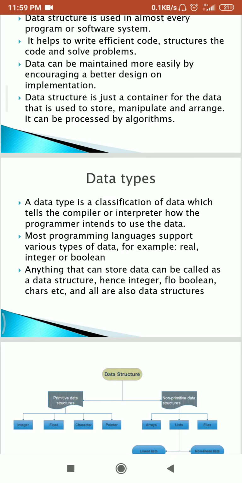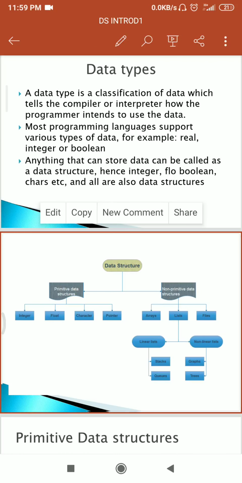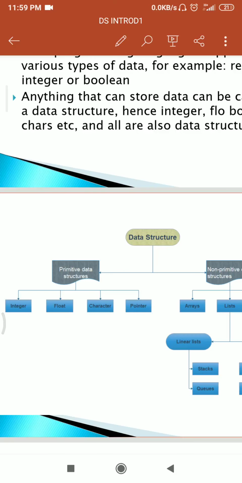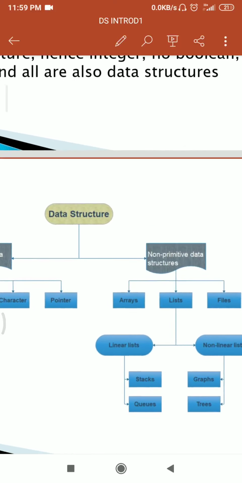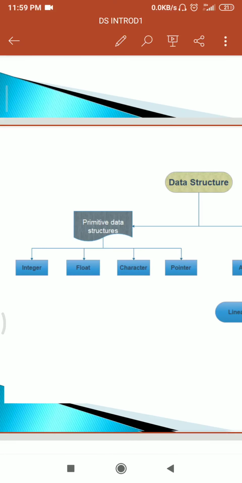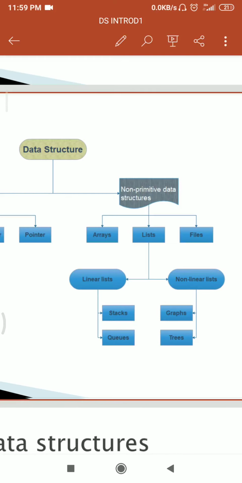And one more thing, we have to know the data structure hierarchy. I already discussed this, and I want to show it again. Data structure will be divided into the primitive data structure and the non-primitive data structure. What is primitive? The basic data types, which are integer, float, character, and pointers, all come under the primitive structure. Non-primitive data structures include arrays, lists, and files.